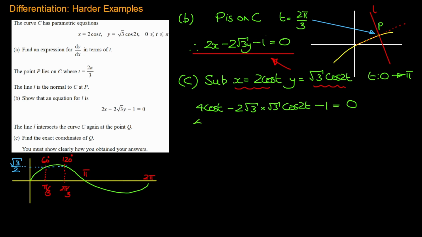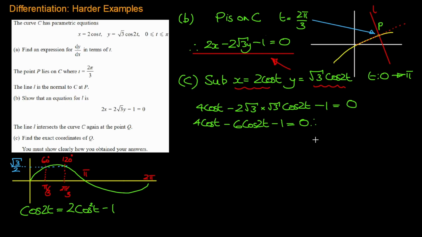Tidying up, we get 4 cos t minus root 3 times root 3 is 3 multiplied by the 2, so this is 6 cos 2t minus 1 equals 0. Now we can use a trig identity to get rid of cos 2t and get it back into terms of just cos t. And that identity is that cos 2t is equal to 2 cos squared t minus 1. If we now substitute that back into what we've got so far, we will get a quadratic in cos t.